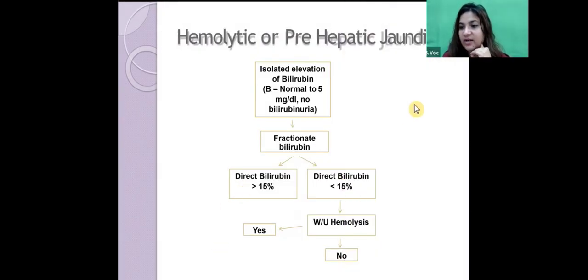So hemolytic or prehepatic jaundice gives an isolated elevation of bilirubin. Bilirubin is normal to 5 mg per deciliter, and no bilirubinuria is seen here. Then there is the fractionated bilirubin. The fractionated bilirubin consists of direct bilirubin, which can be more than 15% or less than 15%. A direct bilirubin less than 15% will be there in the case of hemolysis.